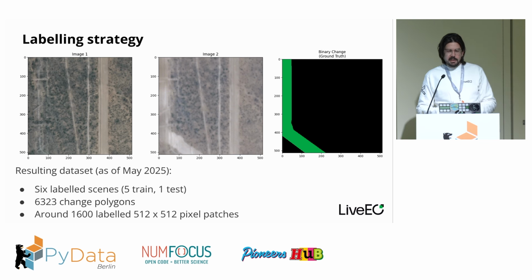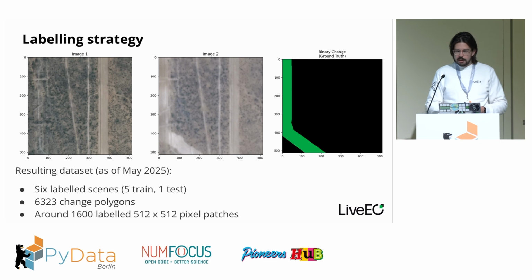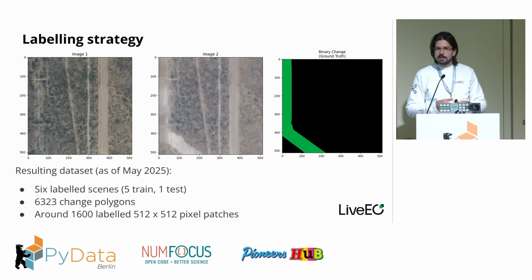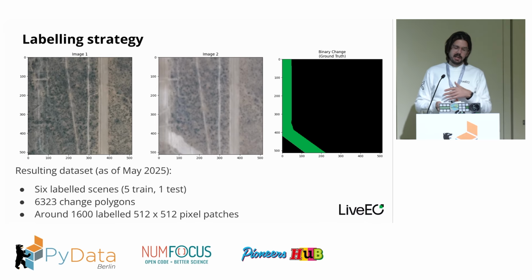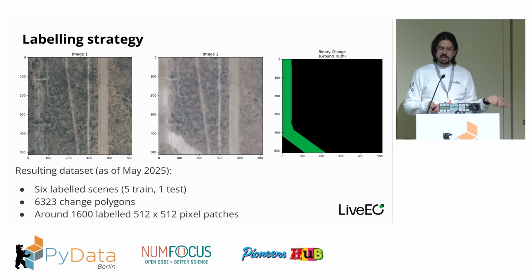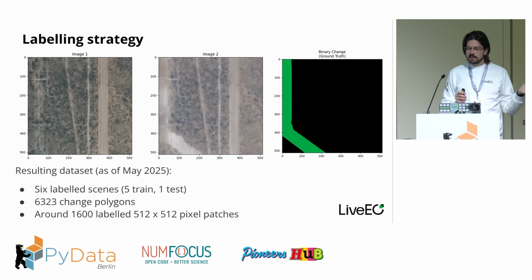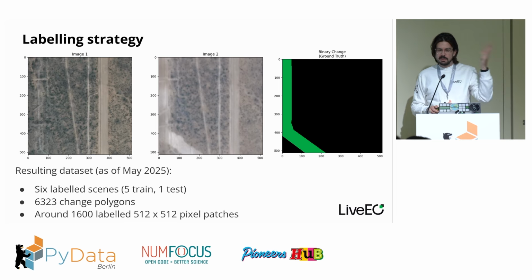The resulting data set that we got by doing this, and this is as of May of this year, which is when we wrote the abstract for this conference, had about 6 labeled scenes, of which we used 5 for training and 1 for testing. This was about 6,000 changed polygons and about 1,600 labeled 500 by 500 pixel patches. By now we have a lot more data, but back when we were talking about this, we did this test, and this was kind of what was available to us.